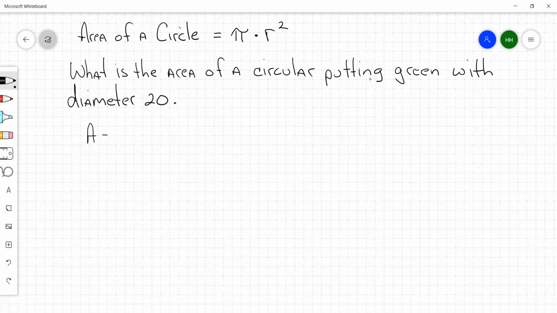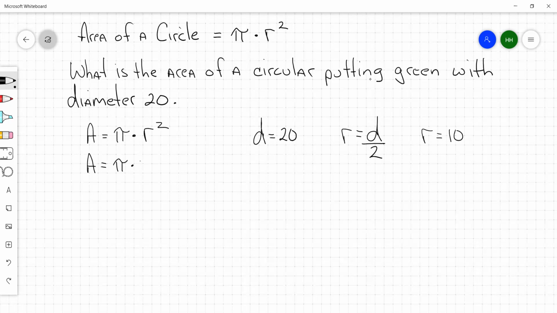Well, if area equals pi times the radius squared, you need the radius of this circular putting green. If the diameter is equal to 20, doesn't the radius equal the diameter divided by 2? All right, so what's our radius equal to here? Radius is 10. So now, I want you to leave your answers in two different formats when you're doing these area problems. This area is going to be equal to pi times 10 squared. And pi times 10 squared is equal to 100 pi.